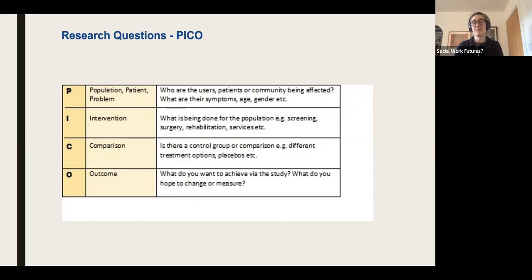Comparison. Is the comparison over time, prior to an intervention, after an intervention, or is it with another group who have not received the same treatment, which is often the case in experimental design, where you would use a group who have not had the treatment to assess whether there's a causal relationship or not. And finally, the outcome. What do you want to achieve? What is it that you want to measure exactly?